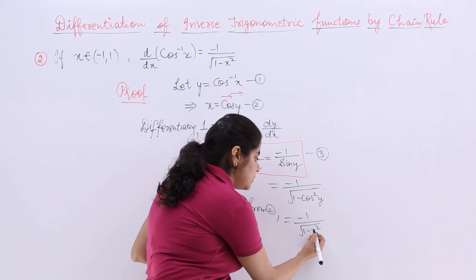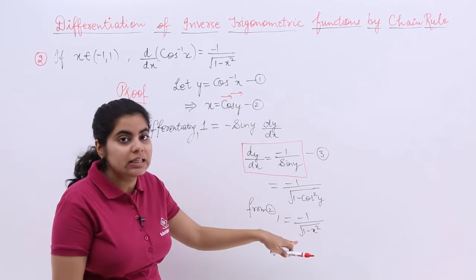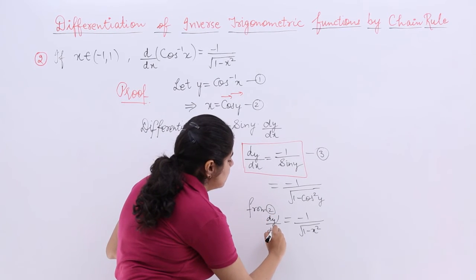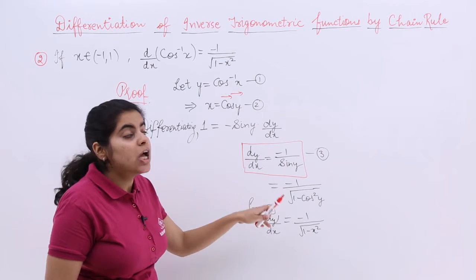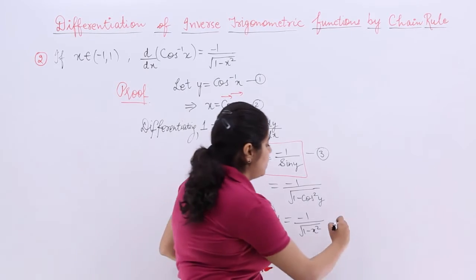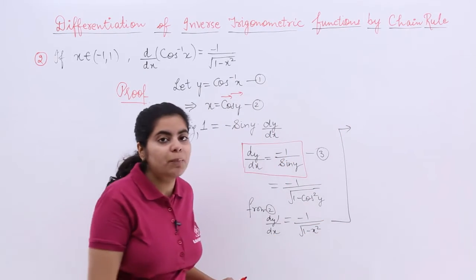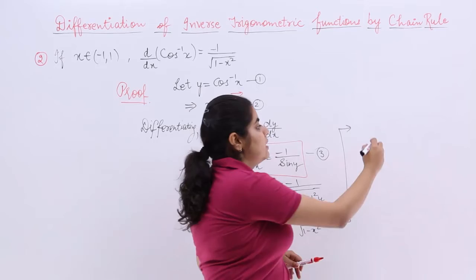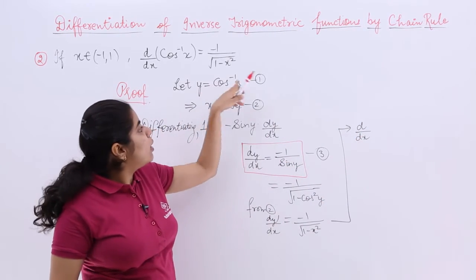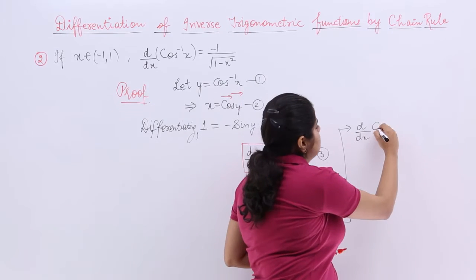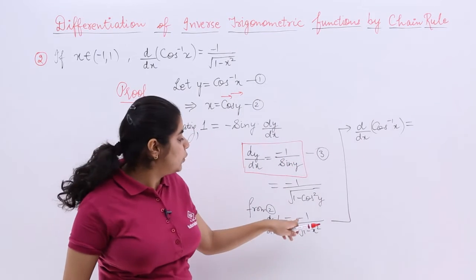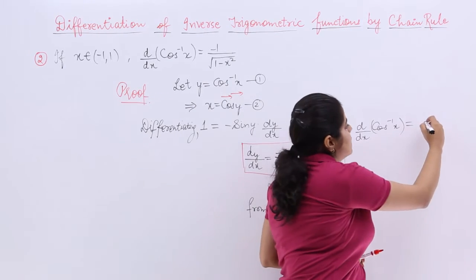So, it is something like this that you have arrived at. And when this formula has been arrived at, what is this? This is nothing but dy by dx. But what is your y? Your y from 1 is cos inverse x. So, let me make some changes and write it here for proper understanding. d by dx remains as it is. y from 1 becomes cos inverse x. And it is equal to -1 upon under root 1 minus x square.